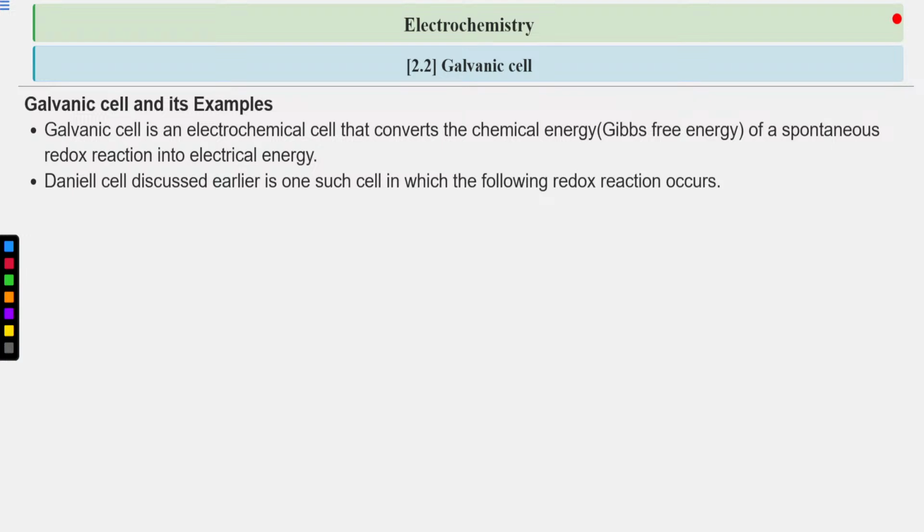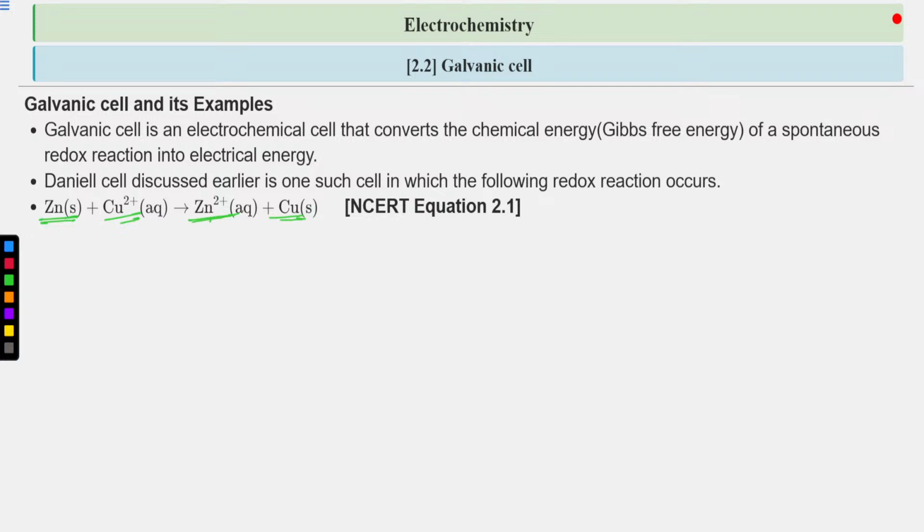The Daniell cell discussed earlier is one such cell in which the following redox reaction occurs. So this reaction, Zn plus Cu2+, this will give us Zn2+ plus Cu. So this is the Daniell cell, and we just discussed it earlier, in the previous slide. This is the reaction which is actually happening there, between the zinc and the copper ions. So zinc and the Cu2+ ions are reacting with each other and converting to Zn2+ and Cu. So zinc goes from 0 to 2 positive.